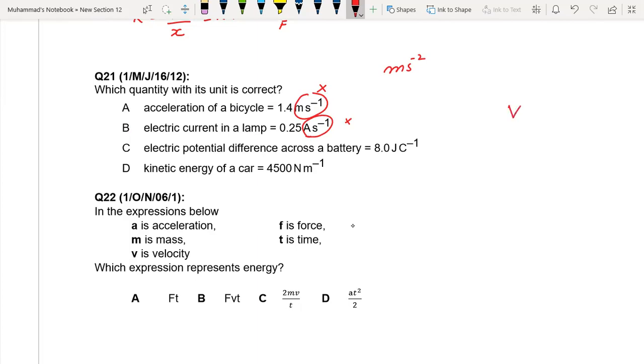You know that potential difference is work done per unit charge. So we don't need to simplify them or convert them into SI base units. The unit of work is joule and the unit of charge is coulomb. So the unit of electric potential difference is joule per coulomb. Okay, so C is the correct option. Kinetic energy is not Newton per meter. You know that energy is Newton into meter, that is F into D. So C is our correct option.